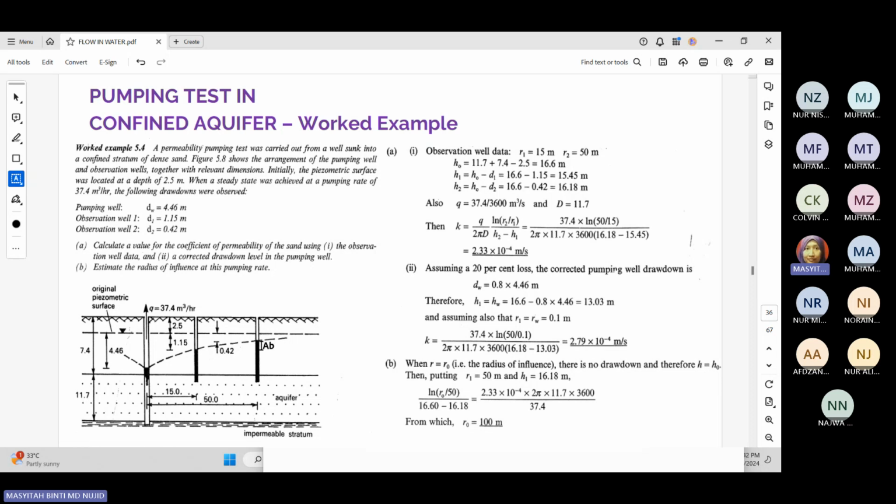Untuk H2, okay, kita tunjuk dengan arrow lah. So maknanya, so this is our H2. Okay, yang ni adalah H2 kita. So H2 sama dengan, H0 tadi dah tahu, tolak dengan 0.42, dapatlah 16.68. So dah dapat H0, dah dapat H1, dah dapat H2.